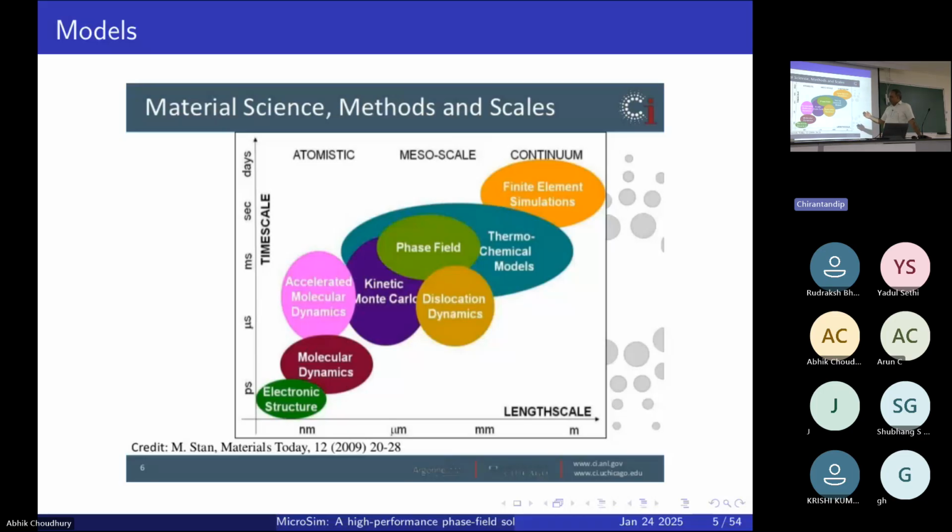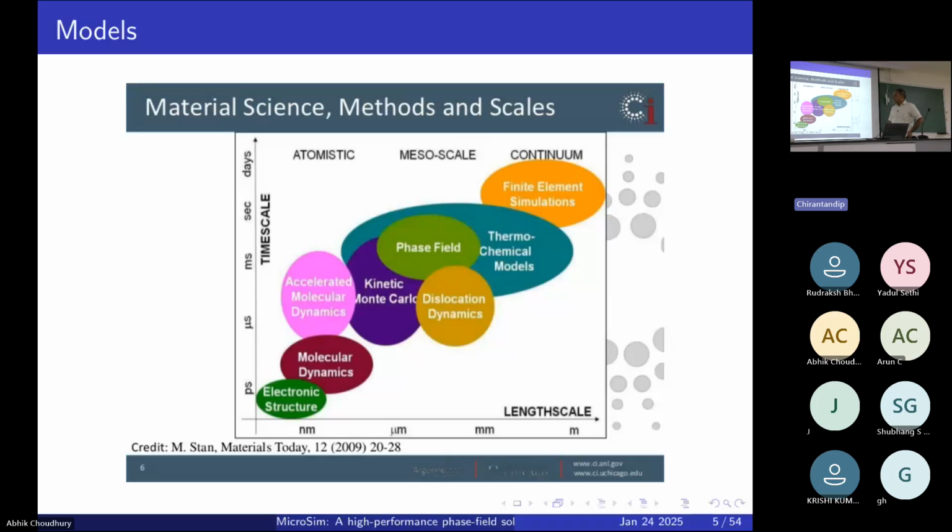And in terms of time scales also, we have got from picoseconds to several days of simulation that are happening. So, for example, finite element simulations take actual times of several days. Then you have got microstructure evolution, which is available. So, as you can see, among these various techniques, phase field is one which is somewhere in the middle. It's a mesoscale modeling technique, with physics happening at milliseconds or much finer than that.